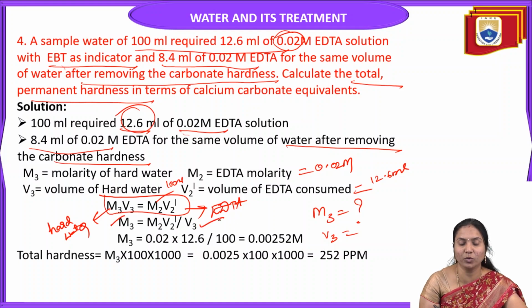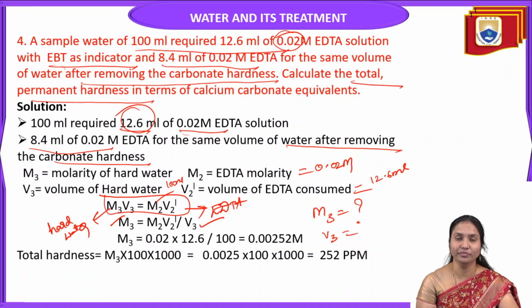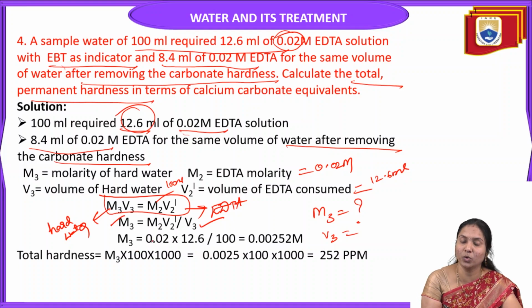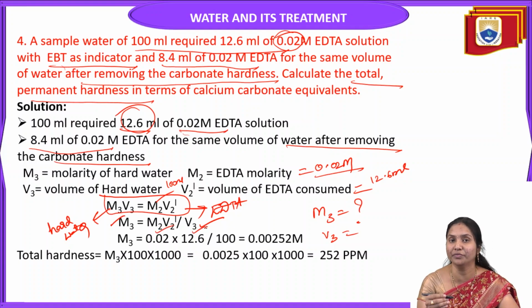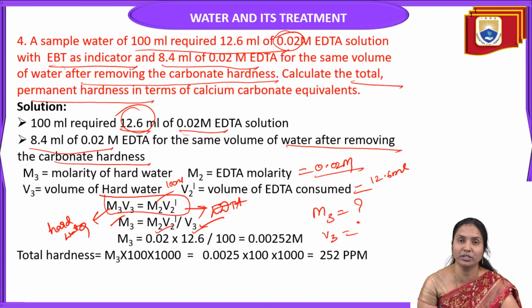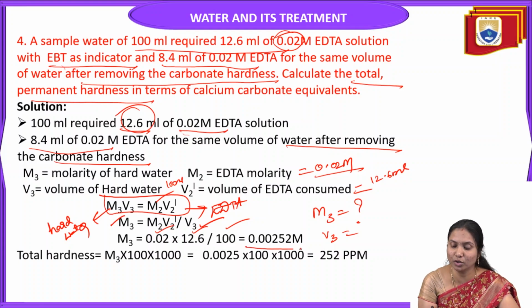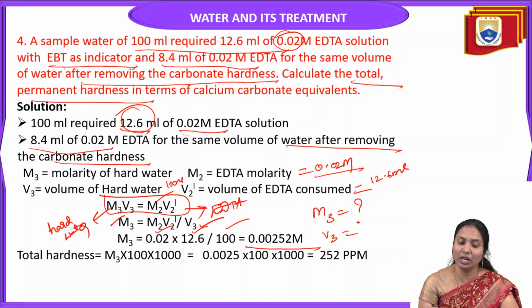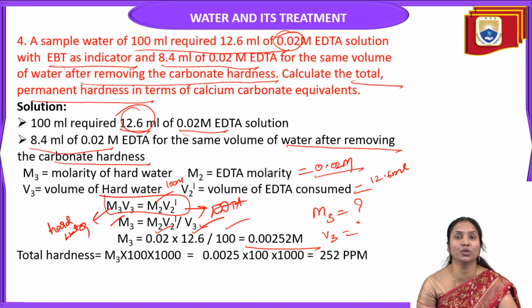What is the formula? M3V3 = M2V2, so M3 = M2V2 / V3. We can substitute all the values in this formula. M2 is the molarity of EDTA, 0.02, and V2 is the volume of EDTA required for the 100 ml water sample, 12.6, divided by the volume of water sample, 100 ml. So 0.02 x 12.6 / 100 equals 0.00252 M. This is the molarity of hard water: 0.00252 M.